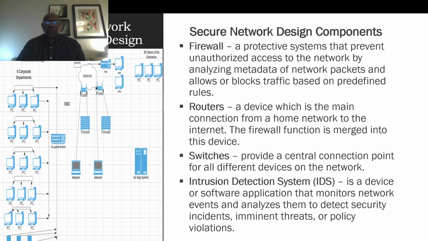I also have routers. These are devices which are the main connection from a home network to the internet. The firewall function is merged into this device. I have switches, which provide a central connection point for all different devices on the network. Right above the internet, I have the intrusion detection system, which is a device or software application that monitors network events and analyzes them to detect security incidents, imminent threats, or policy violations.